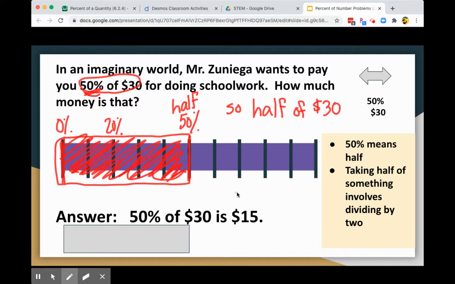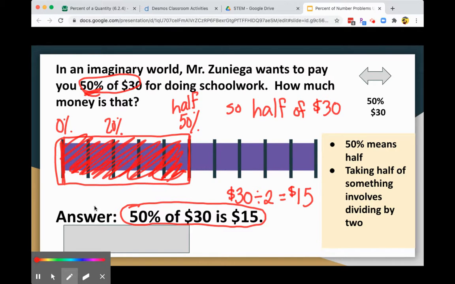Some of your classmates said, well, half of 30 has to be 15. And some said, half is the same thing as splitting it in two, and so that's how they got 15. So the answer is 50% of 30 is 15. That's just one way. Dividing by 2 is just one way to get 15.